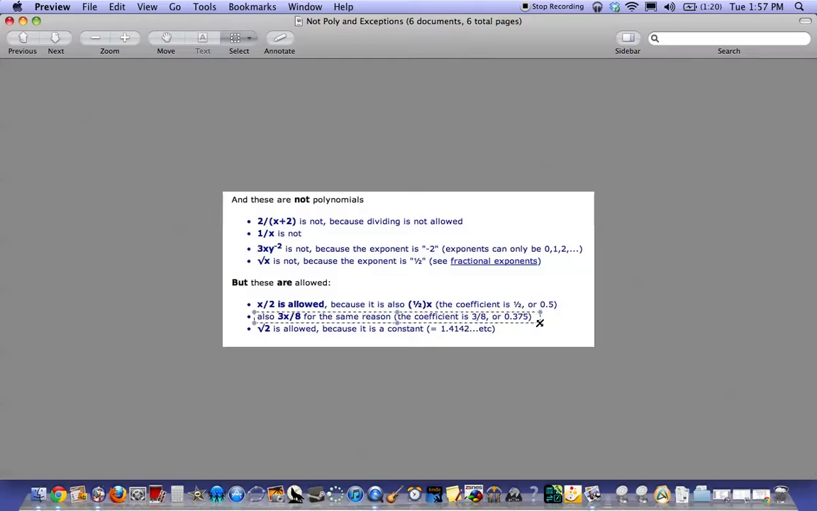So basically, what you want to take from that is the variable is allowed on top of a fraction, but not on the bottom, and the variable is not allowed inside a radical sign, or in other words, a square root sign. So you can't have the variable in the bottom of a fraction, you can't have the variable in a square root sign, and you can't have negative or fractional exponents. So I can't have a -2 as an exponent, and I can't have a 1/2 as an exponent. Otherwise, this is not a polynomial.